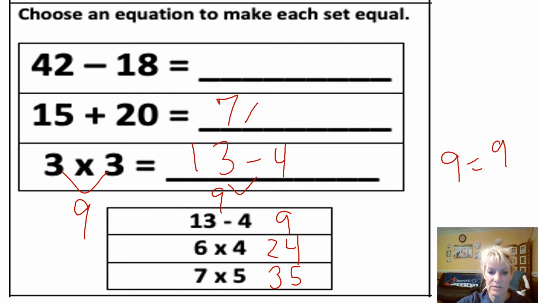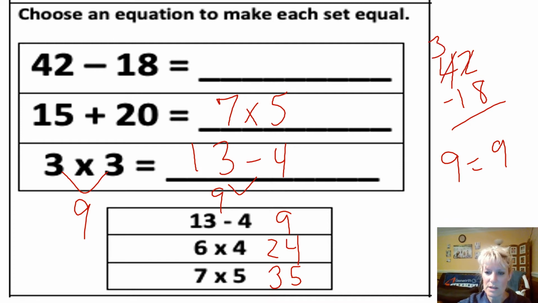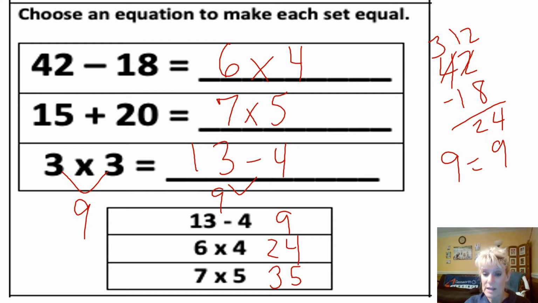So I have my 7 times 5 because I have 15 plus 20 is 35, and 7 times 5 is 35. And that leaves me with my last one up here, 42 take away 18. I'm going to go ahead and do that over here anyway because I think it's really good to always show your work. This is a 3, this is a 12, and this becomes 24. So I actually have, let's see, 6 times 4 goes right here because that is 24. So I have 24 on one side equaling 24 on the other side.